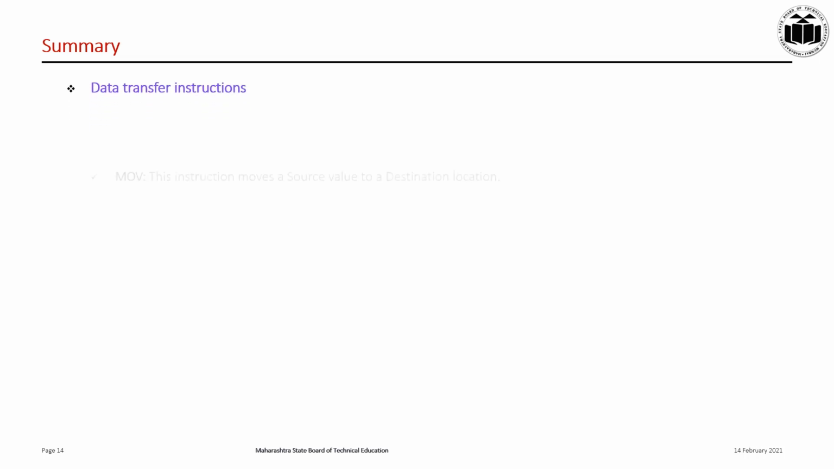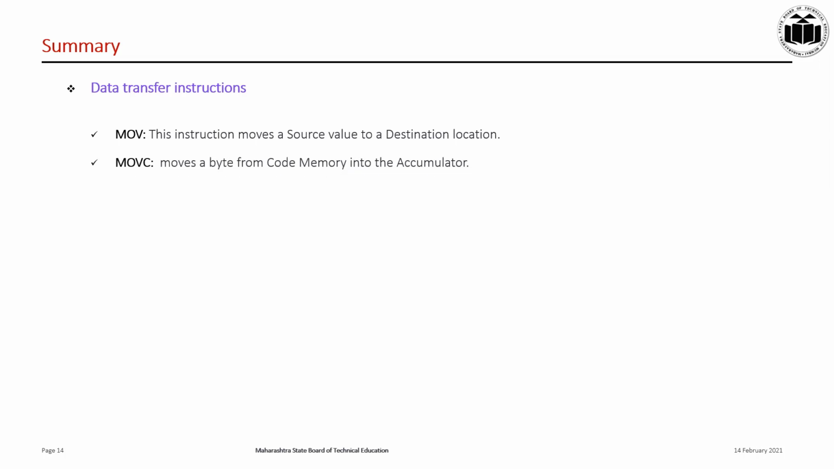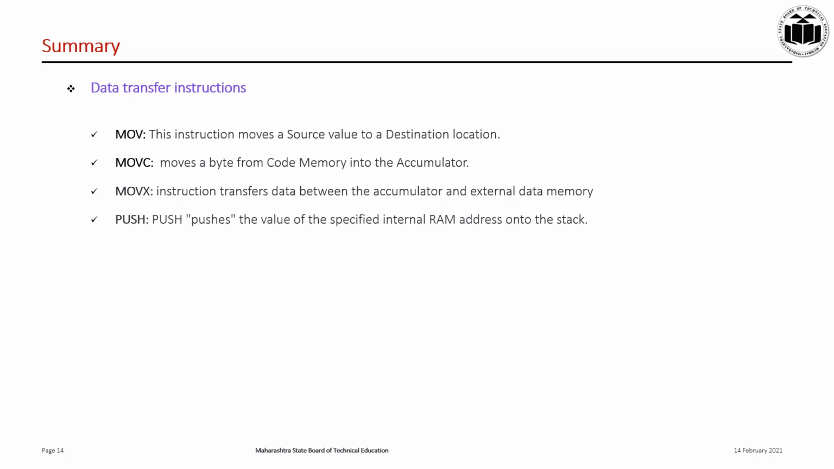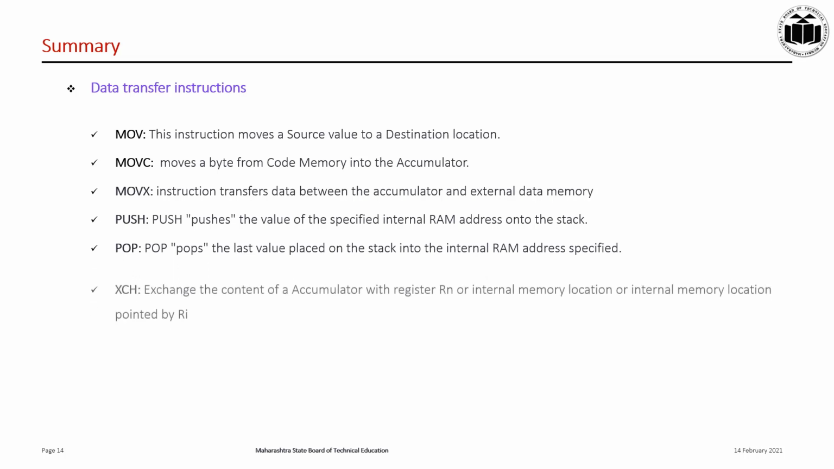Data transfer instructions. MOV. This instruction moves a source value to a destination location. MOVC. This instruction moves a byte from code memory into the accumulator. MOVX. This instruction transfers data between the accumulator and external data memory. PUSH. This instruction pushes the value of the specified internal RAM address onto the stack. POP. Pops the last value placed on the stack into the internal RAM address specified.